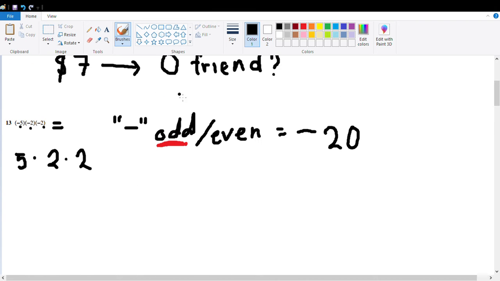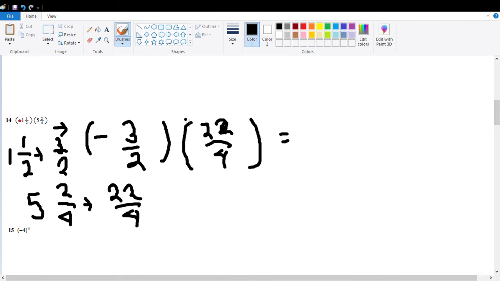Again, we'll use this odd even rule. So in this case, how many negatives do we have? 1, and that is odd, so our answer should be negative. And then what we're going to do is we're just going to write this fraction and then this fraction into a one fraction problem. So we're just going to combine them. 3 over 2 times 22 over 4.